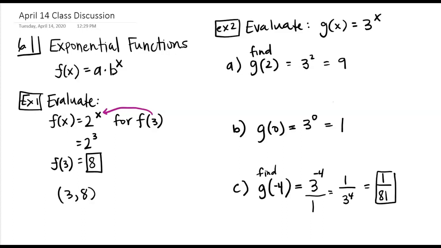Okay? And if you write it as an ordered pair, then the x part is negative 4, and y is 1 over 81. Okay? But awesome job on that. Remembering those negative exponents don't mean a negative number. It means a fraction. You're flipping it whenever you have something like that. What questions can I answer on those examples?